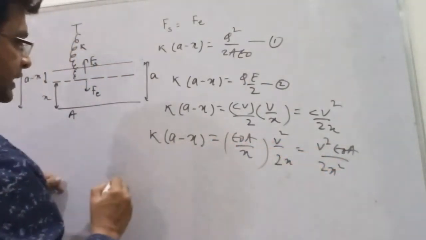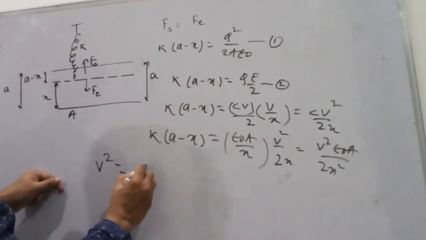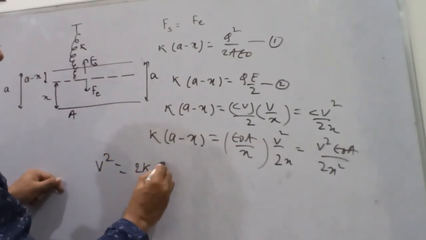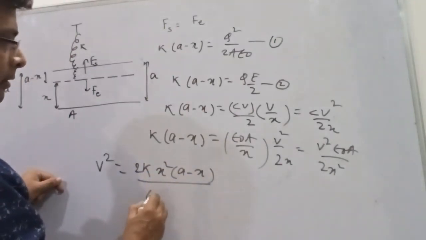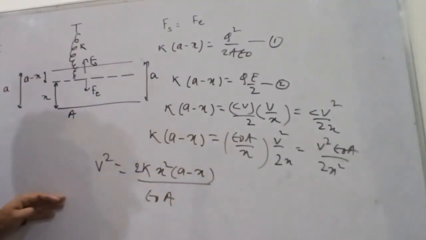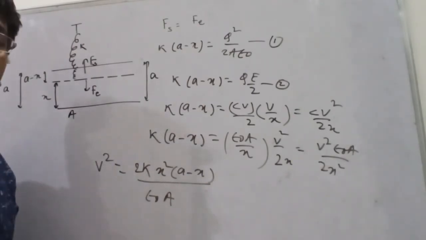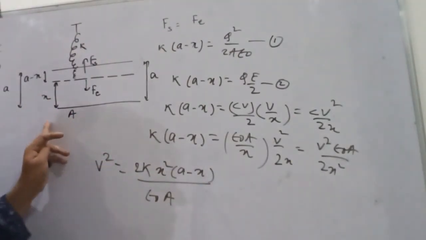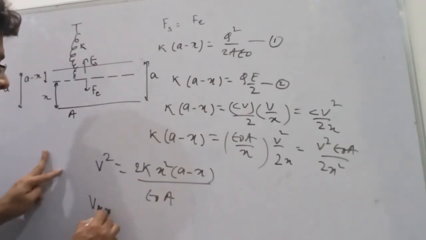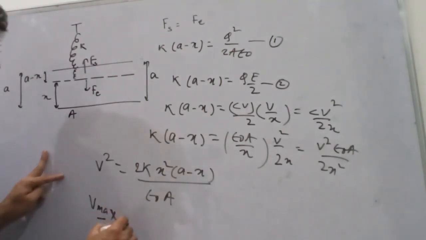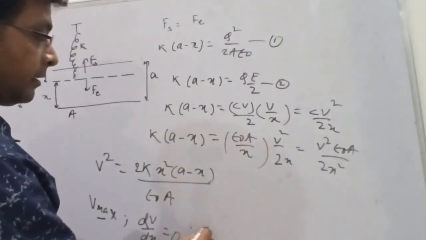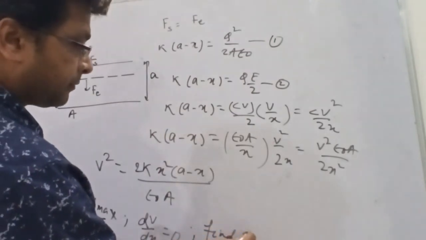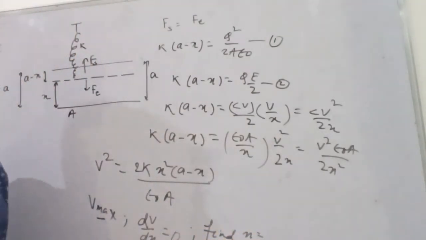From this we can simplify V square is equal to 2K x square into A minus x upon epsilon naught A. Now it can be asked in exam, what is the maximum total potential difference possible. We can find V maximum from here. We can differentiate this, find dV by dx, put it to 0 and find x from here. So this is the way to do it.